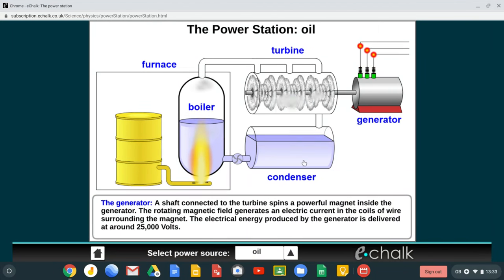So it condenses down in the condenser, turns back to liquid, and then is reused again in the boiler. The water just cycles around gas, liquid, gas, liquid, and in doing so, it turns the turbine as it moves across it. Now, the only difference really between the power stations is the method of heating up the water.